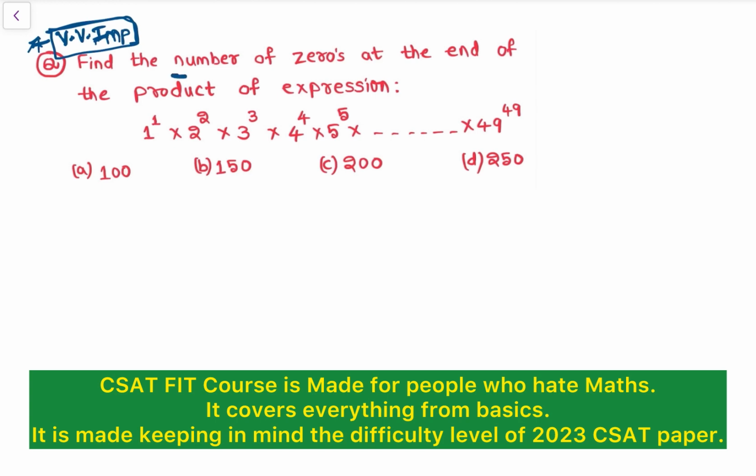So that is the number of zeros at the end of the product of the expression 1 to the power 1, 2 to the power 2, 3 to the power 3, 4 to the power 4, and so on to 49 to the power 49.